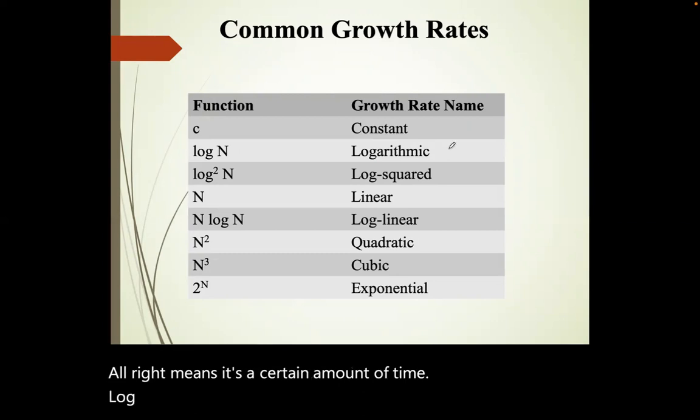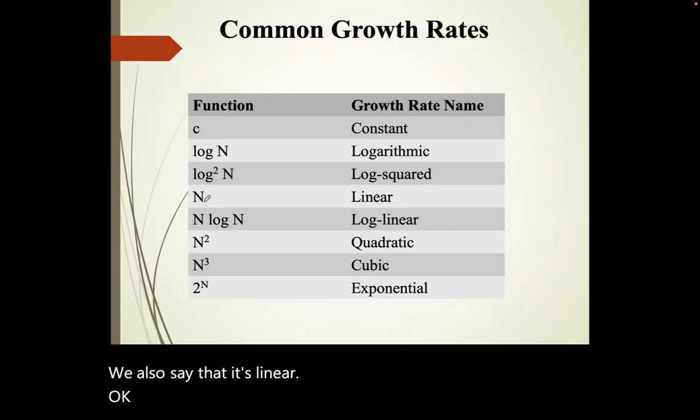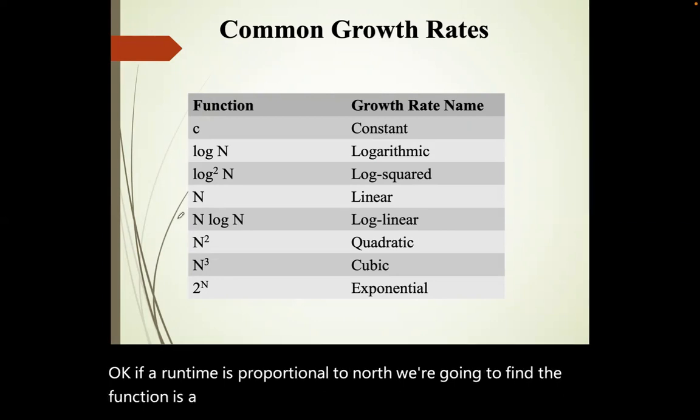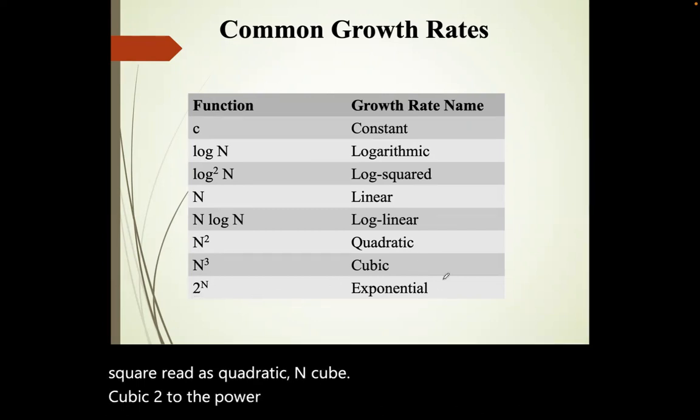Log n means logarithmic. Log square n is log squared n. N, we also say that it's linear. If a runtime is proportional to n, we're going to find the function is a linear function. It can be n log n, it can be n square, read as quadratic, n cube, cubic, 2 to the power n. 2 to the power n is the worst one, and it's exponential.